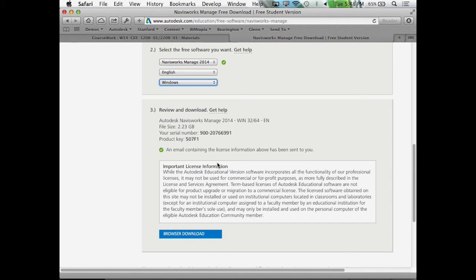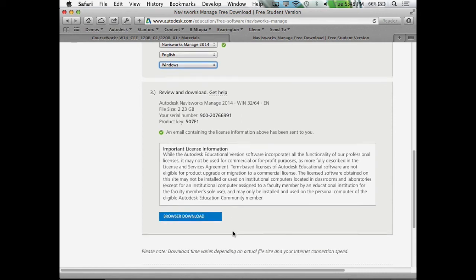What will happen is when you go out there, it will issue to you a serial number and a product key. These are good for about 3 years. So go ahead and download those. It'll also send you an email message with that information, so you don't need to worry about writing it down.